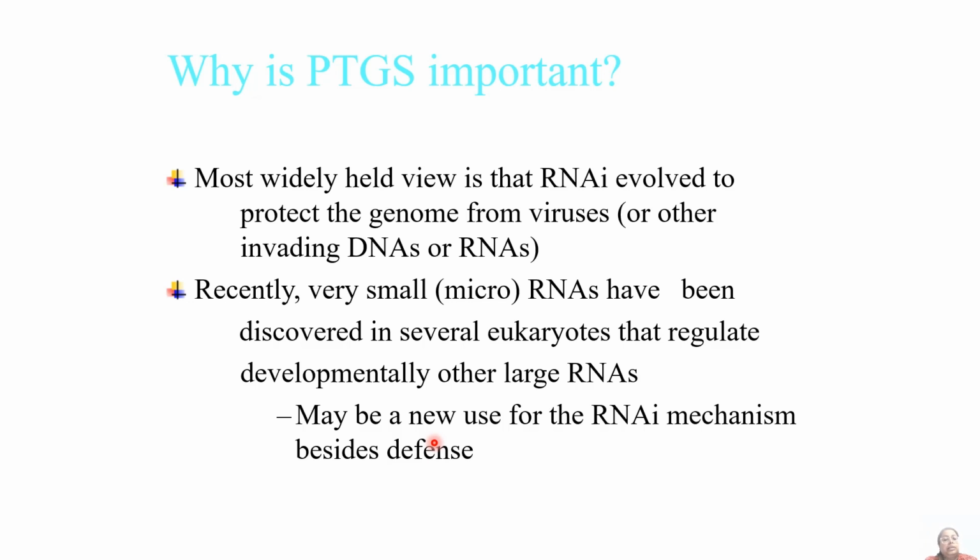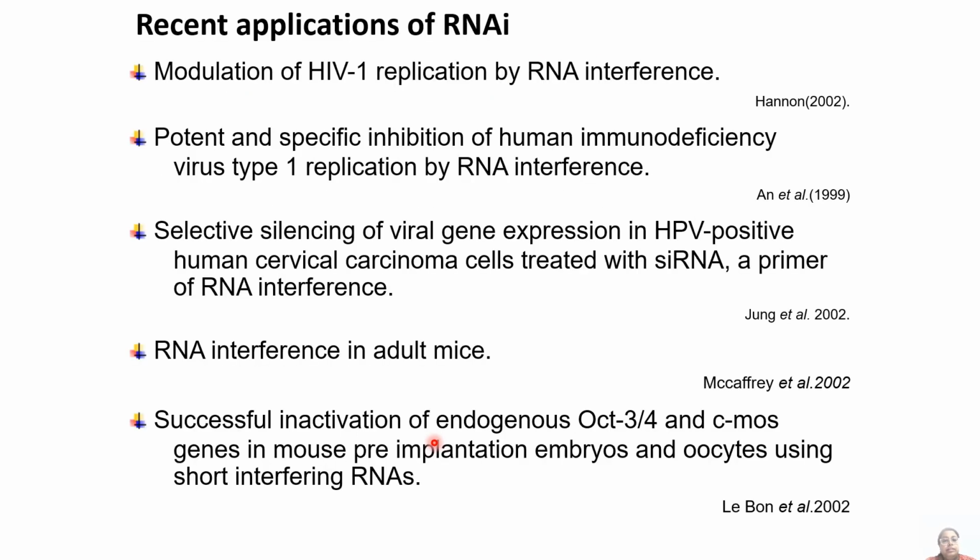So why is it important? Because the most widely held view is that RNA interference evolved to protect the genome from viruses. Recently, very small RNAs have been discovered in several eukaryotes that regulate developmentally. Other large RNAs may be used for RNA interference mechanism, maybe defense.